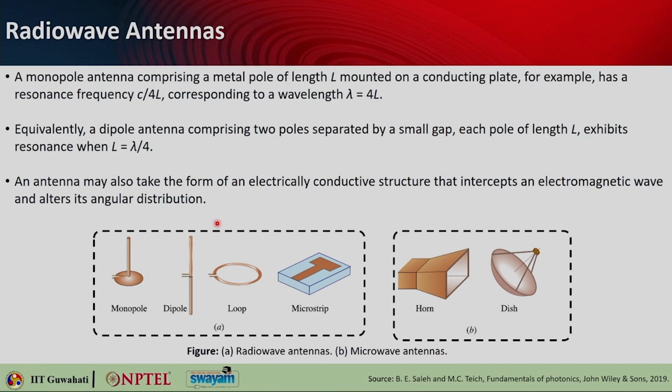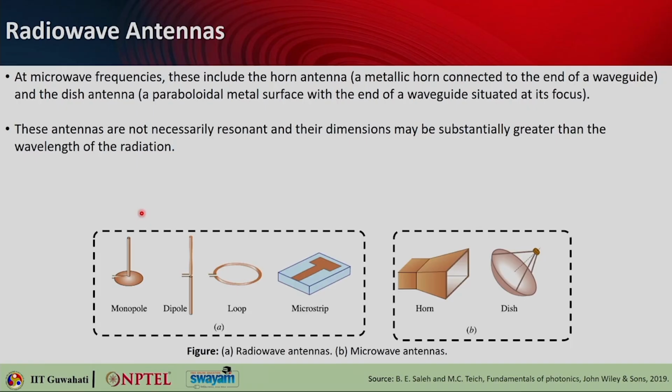Right. So, an antenna may also take the form of an electromagnetic conductive structure that could intercept an electromagnetic wave and alter its angular distribution. Now, when we come to microwave frequencies, these are microwave antennas, and in that case they look like a horn. This is a metallic horn that will be connected to the end of a waveguide. So, this is where the waveguide ends, and this is the metallic horn shape. So, this is a horn antenna.